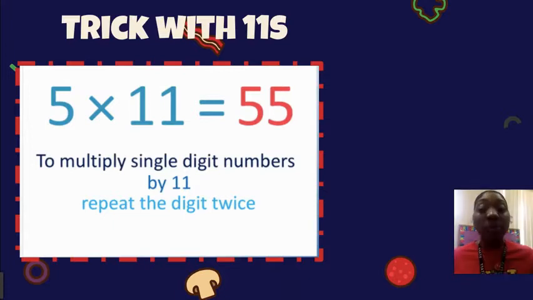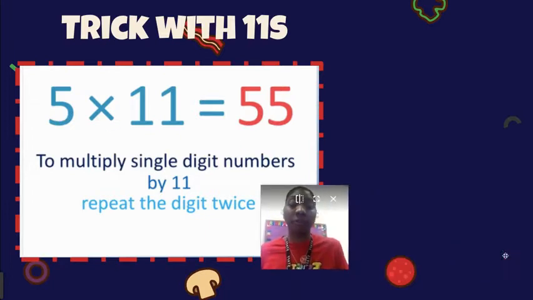So when you are multiplying single digit numbers by 11, you just repeat the digit twice. I know, right? It's hard to believe, but it's just that simple. When you multiply a single digit number like 5 by 11, you just repeat the digit twice. So 5 times 11 is 55.